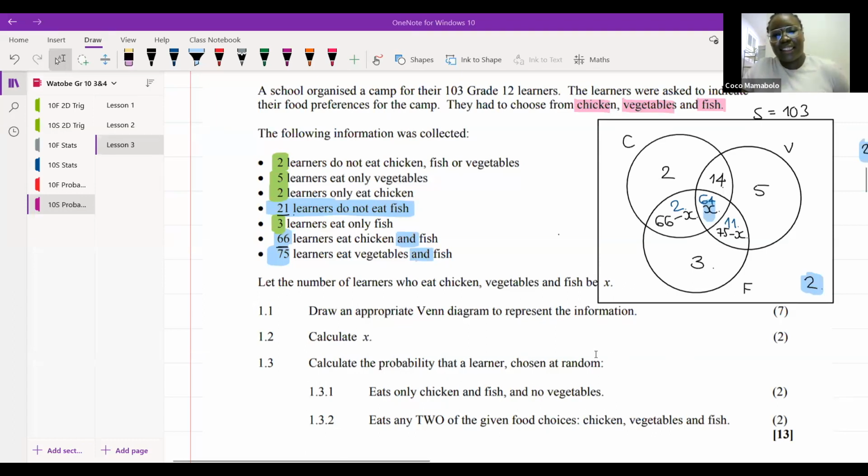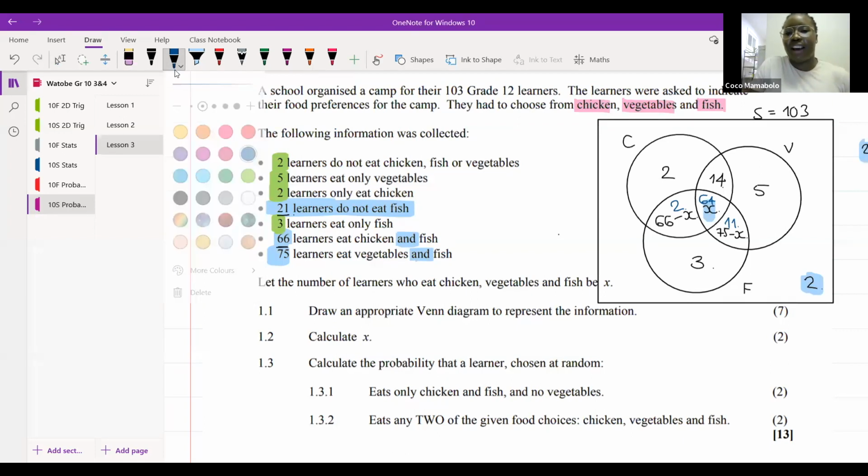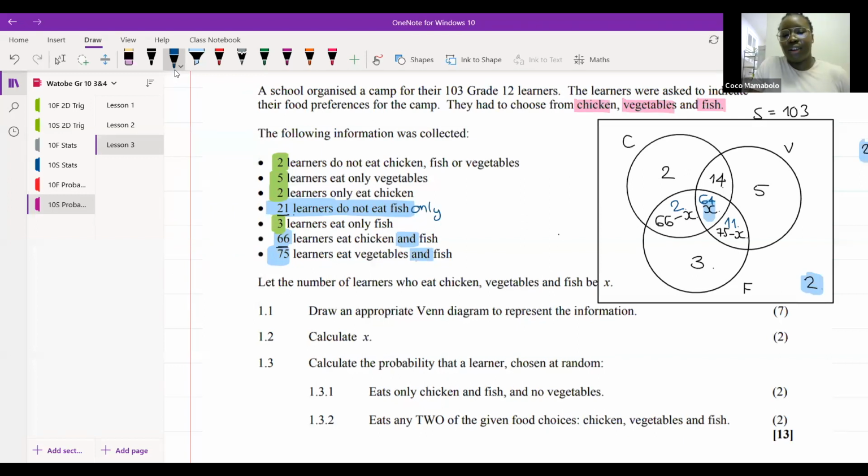Yeah, now I'm confused though. Okay, where did we lose you? I can't remember, but I know after the 21, I was lost. Okay. Remember what we always say. If they don't specify only, right? If they don't specify that these things are only, then we have to assume that the other thing also happens.